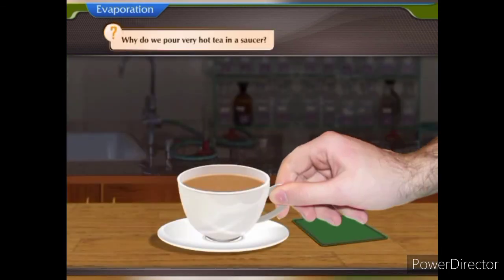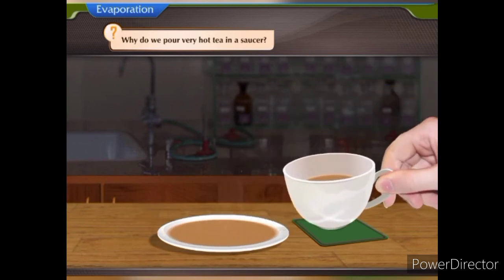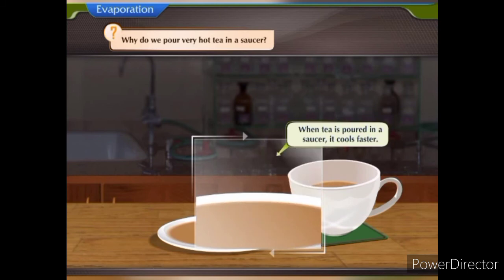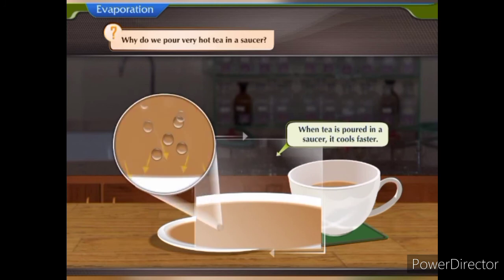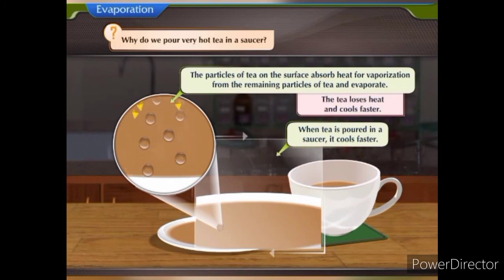Why do we pour very hot tea in a saucer? When tea is poured in a saucer, it cools faster. Evaporation is a surface phenomenon. The particles of tea on the surface absorb heat for vaporization from the remaining particles of tea and evaporate. The tea thus loses heat and cools faster.